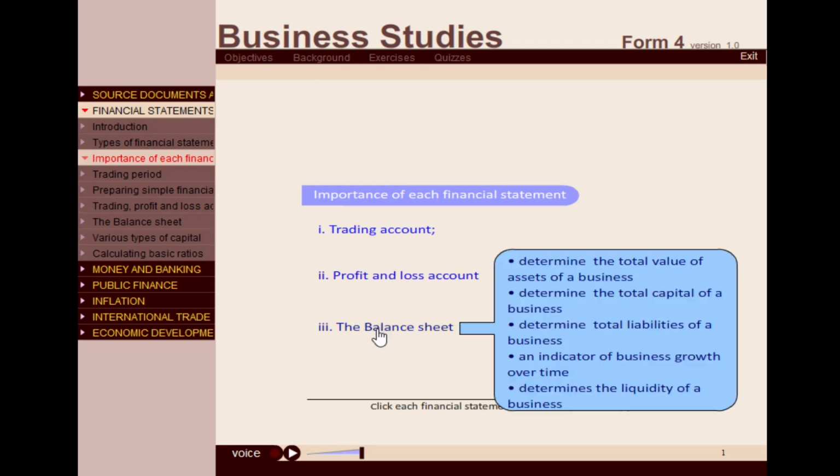Importance of the balance sheet. Determine the total value of assets of a business. Determine the total capital of a business. Determine total liabilities of a business. An indicator of business growth over time, and determines the liquidity of a business.